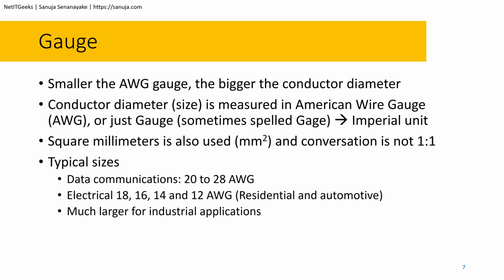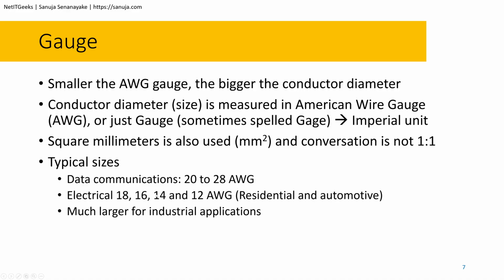For much larger industrial applications, we also use some specified gauges that are sometimes not even standard. For example, if you are working with industrial electrical applications, you might have some weird gauges that you will be installing, but you don't have to worry about that as an IT professional. What you should be worrying about as an IT professional is gauge 20 to 28, which are basically smaller diameter core wires compared to gauge 18, 16, 14, 12 used in the electrical system.